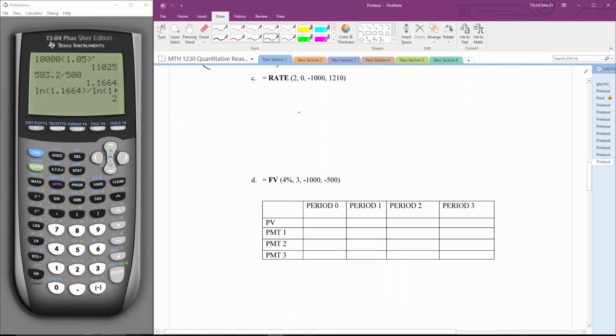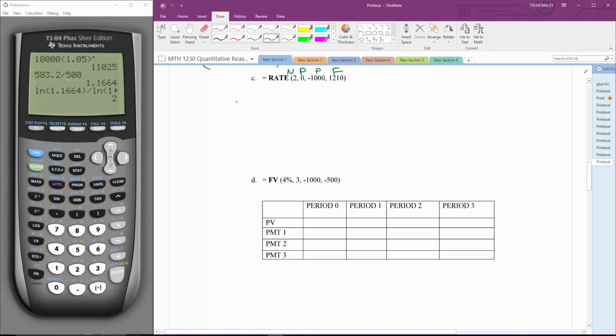All right, so here I'm trying to solve for the rate, in other words, I'm trying to solve for R. So R over is first, and then we have N, and then PPF, RNPPF is the acronym. So 2 is the number of periods, my payment is 0, my present value is negative 1,000, and my future value is 1210, $1,210.